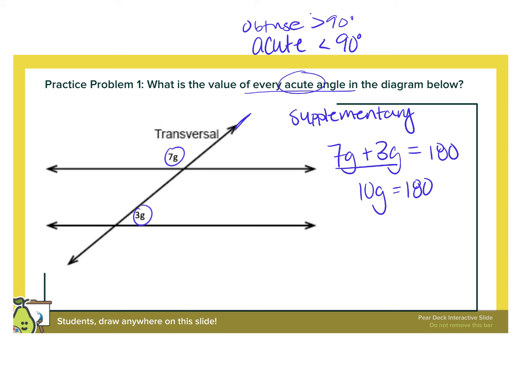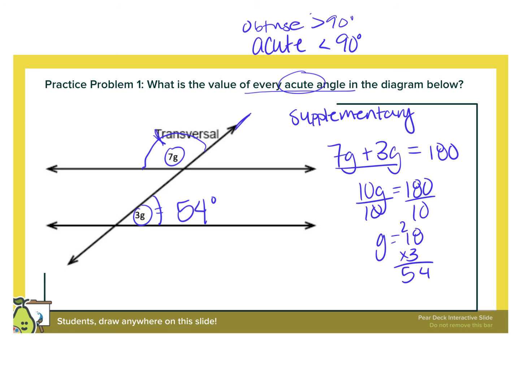Now I'm going to isolate the variable by dividing by 10. So G is 18. Is that what they asked for? No. They asked for the acute angles, the small angles. So that's not going to be this one. That's clearly obtuse. So I need to figure out what is the measure of 3G. So I need to find 18 times 3. And it should be 54 degrees.